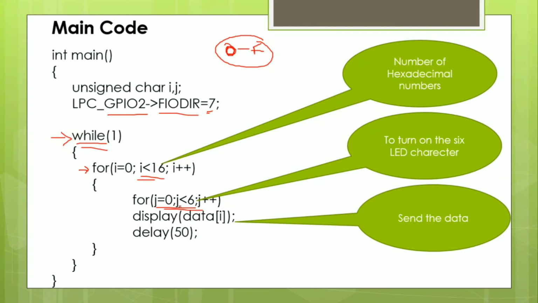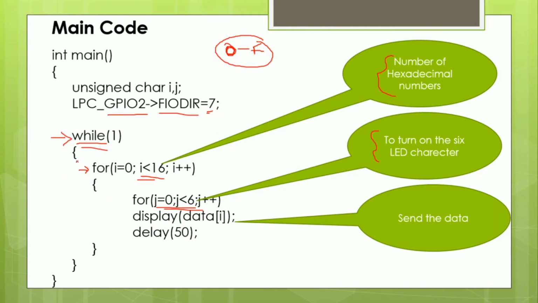For i equal to 0, i less than 16 indicates you have 16 hexadecimal numbers. For j equal to 0, j less than 6 is nothing but to turn on 6 LED characters. Okay, next, display data.